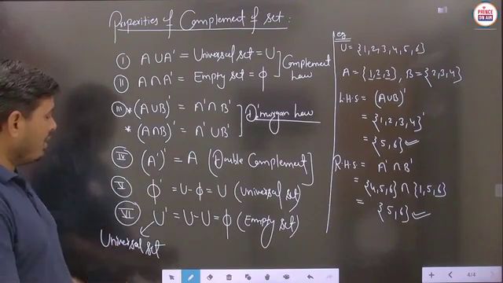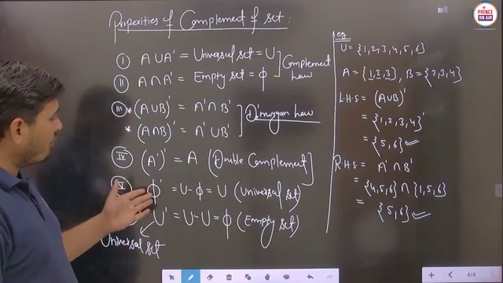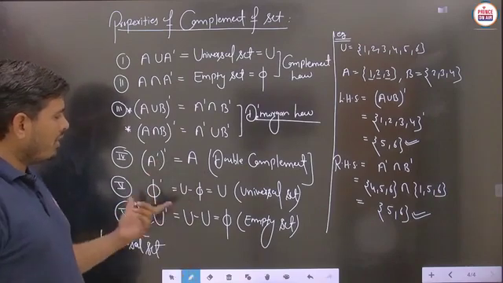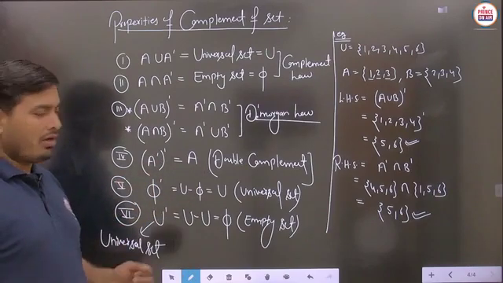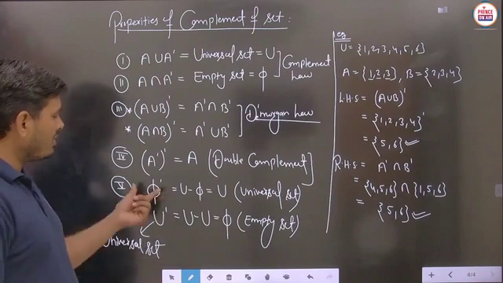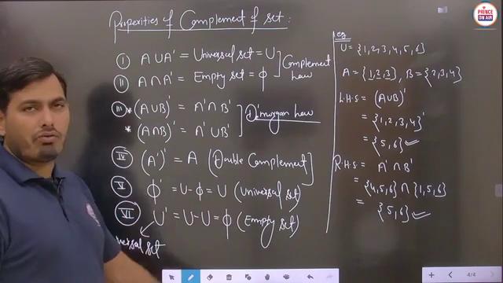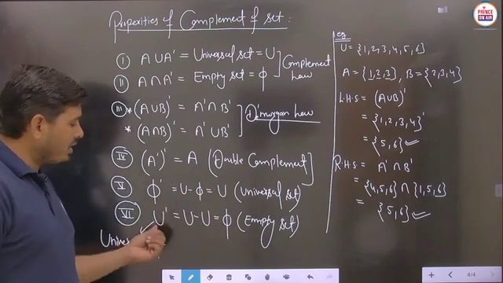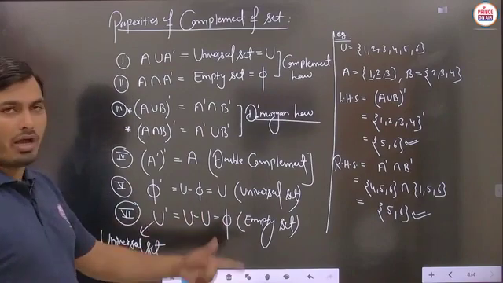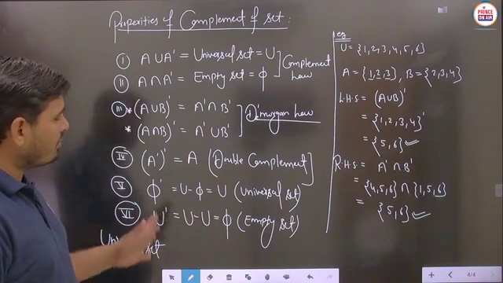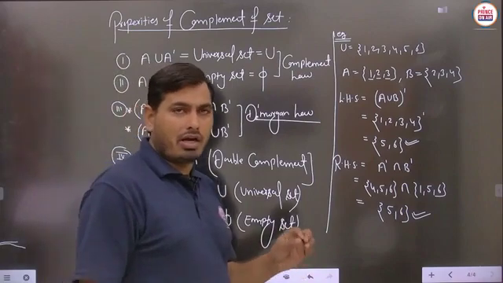Is it clear? And here you can see the law of the universal set and the law of the empty set. What is the law of the universal set? If phi dash is written, then the answer of phi dash will be the universal set always, and U dash, the answer of U dash will be the empty set. So these are some basic properties related to the complement of a set.